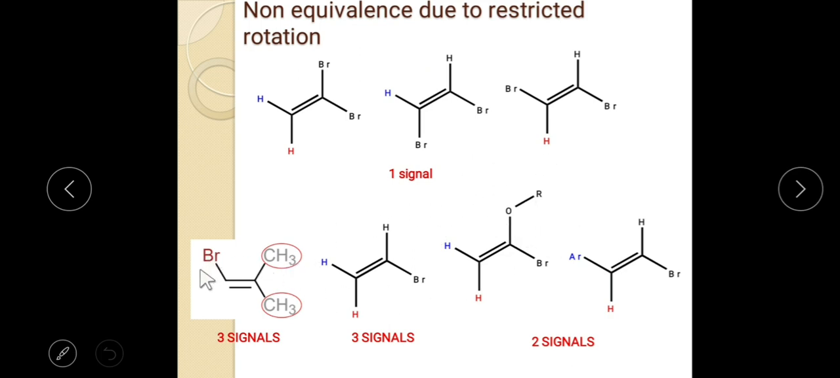You can see this example. We have two methyl groups, one on the side of bromine and another on the side of hydrogen. So these two methyls will behave differently and show different chemical shifts in H1 NMR spectroscopy. This will show one signal, this will show another signal, and we have a hydrogen over here, which will show another signal. That's why this molecule will show 3 signals in H1 NMR spectroscopy.